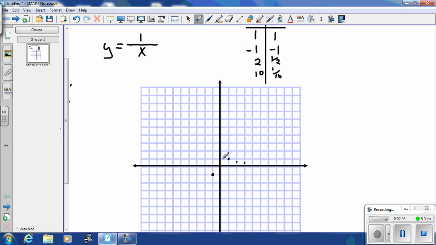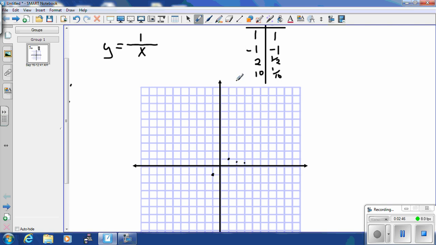But what happens in between 0 and 1? First of all, we should notice that x cannot be 0. So right now we know that at x equals 0, which is the y-axis, this graph does not exist. That's called an asymptote. But what happens as x gets very close to that? The smaller the denominator gets, the bigger the fraction value gets. So as x gets closer to 0, the function value gets bigger.